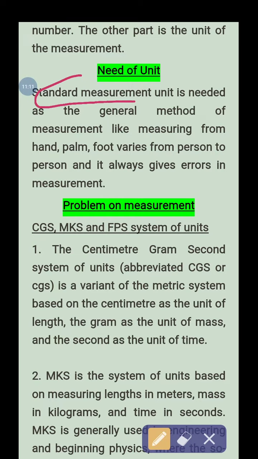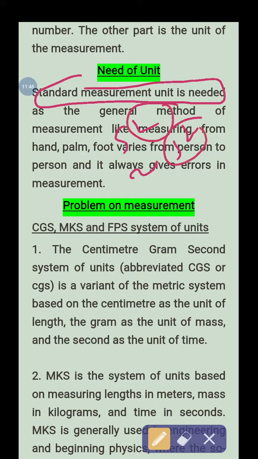Why do we need a unit, a standard measurement? Because in the general method, as you learned earlier from your grandparents, mother or father, in earlier eras we used to say that this thing is 5 hands long, this one is 20 steps away from this. But these are not the authentic way.